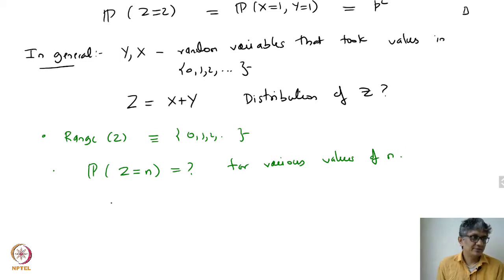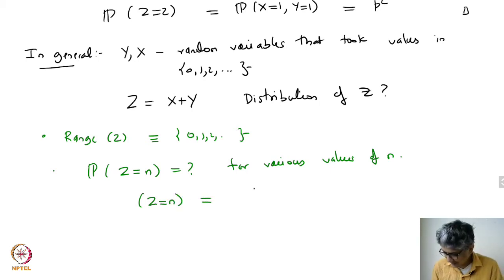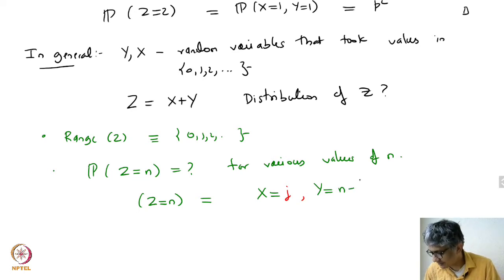One does this by decomposing the event Z equal to n. So you take the event Z equal to n. This is an event. Now how can Z be n? Z can be n if X is, let's say, a number j, and Y correspondingly has to be the number n minus j for the sum to be n. Right? Let's go back here. Y is n minus j. And then all you have to do is take this thing, and let me use curly brackets for events.